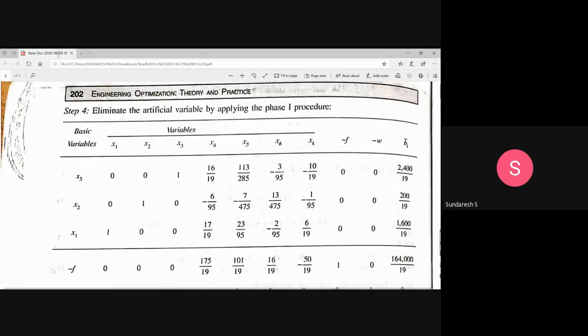Were you able to get those values, my dear students? Yes, sir. Okay. You have to do the pivot operation there, and you have to get these values. After the pivot operation, if we get these values, look here.